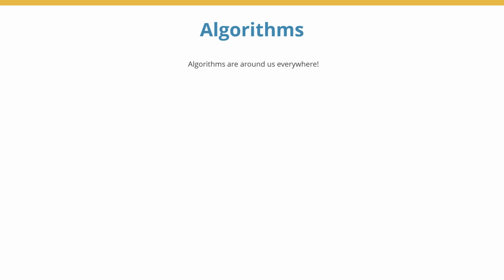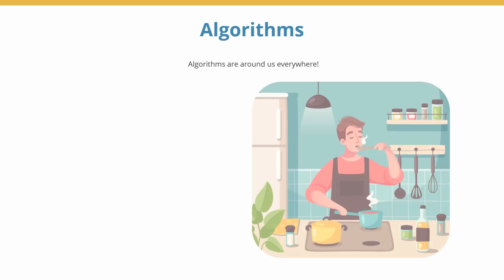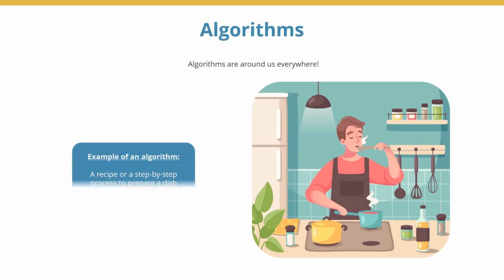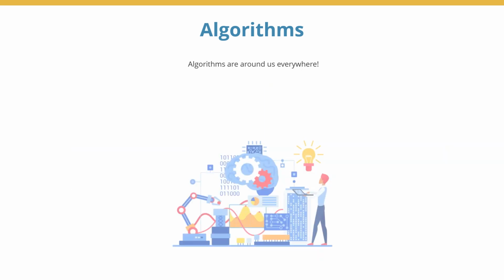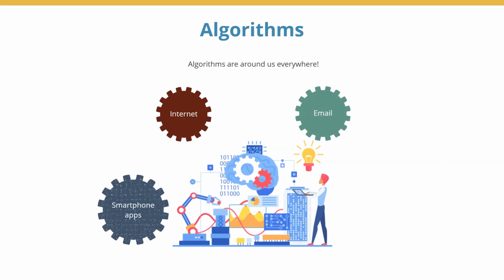Algorithms are around us everywhere. The simplest example of an algorithm is in our kitchens. A recipe or a step-by-step process to prepare a dish is nothing but an algorithm. The internet, email, smartphone apps, video games, all these run on a set of algorithms that instruct them what to do.